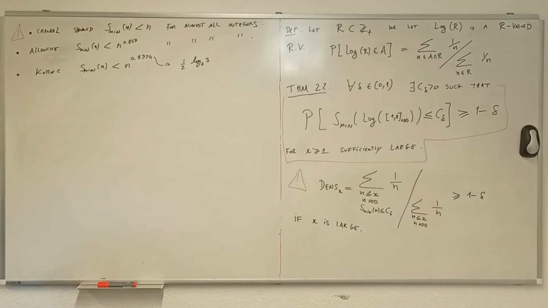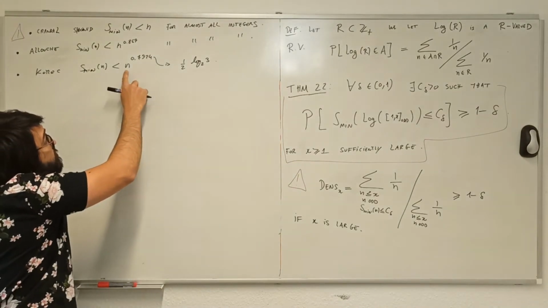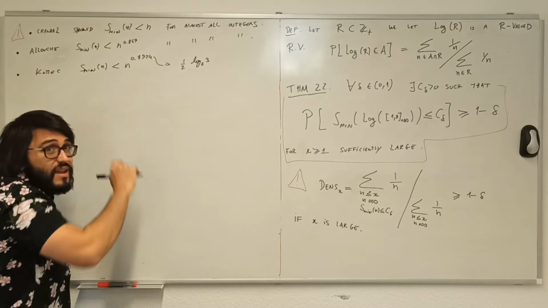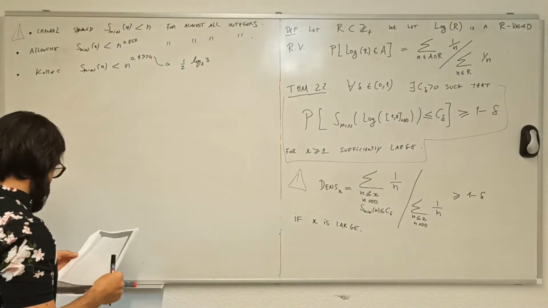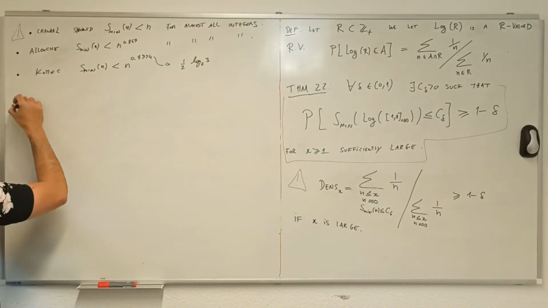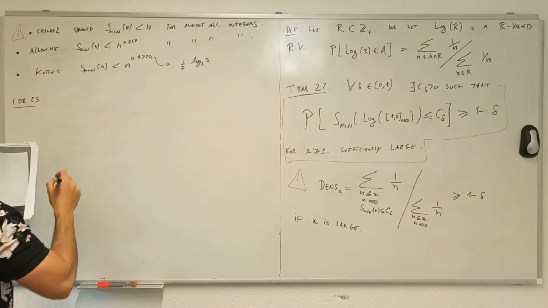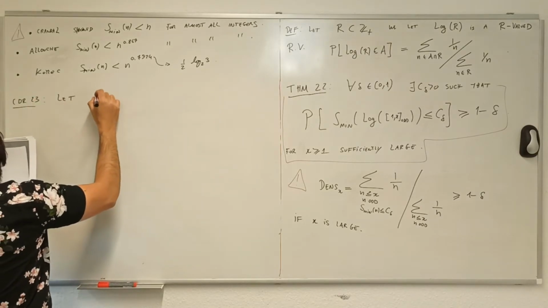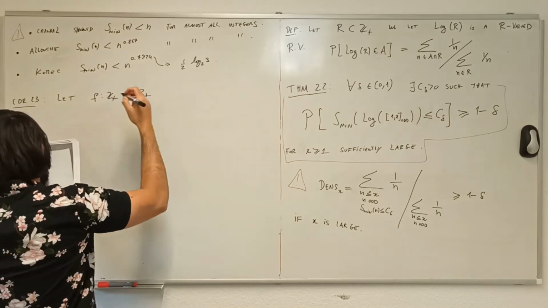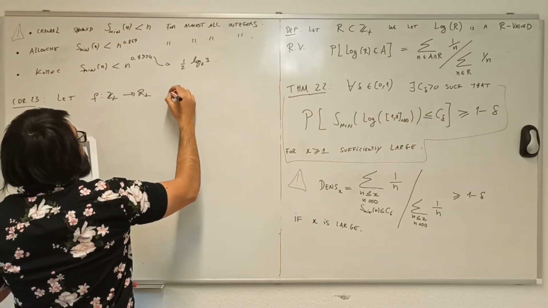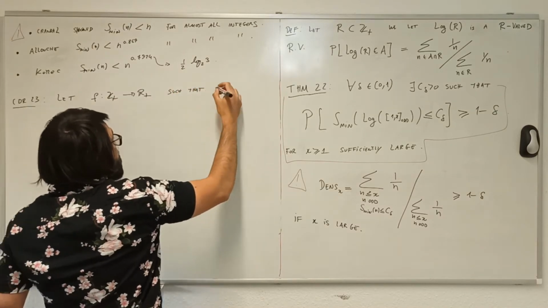And what Tao is doing is replacing these functions here that grow by anything that can grow. So the corollary of Tao's result, let's say corollary 23, is the following: let f be any function such that, and this is the way he phrases it.